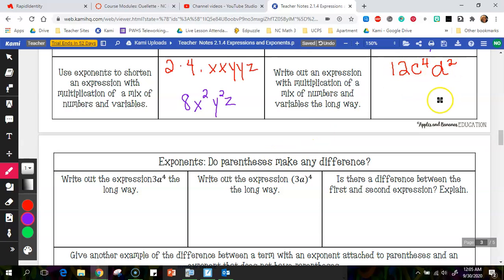And then this one, we're kind of going the other way around. We could write 12 like 3 times 4, or we could write 2 times 6 or whatever. We're not going to do that. We're just going to write 12, 4 C's, and 2 D's. Okay. So those are just some examples of what you might see with exponents.